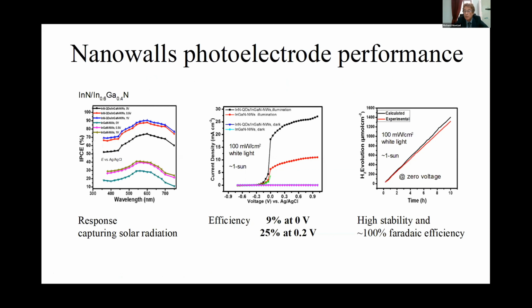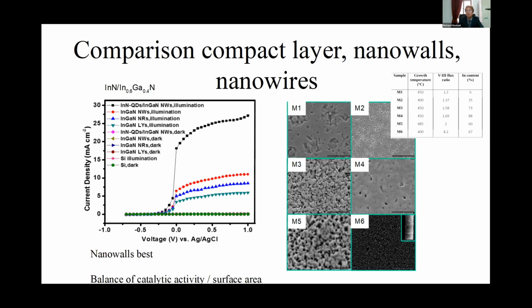The efficiency now goes up to 9% at 0 voltage and to 25% at an external voltage of 0.2 volt. And again, the Faradaic efficiency is almost 100%, and we have a very high stability of this photoelectrode, because indium gallium nitride and indium nitride have a very high chemical stability. We have compared now compact layers, nanowalls, and nanowires, and it turns out the nanowalls are best, but all are quite comparable.